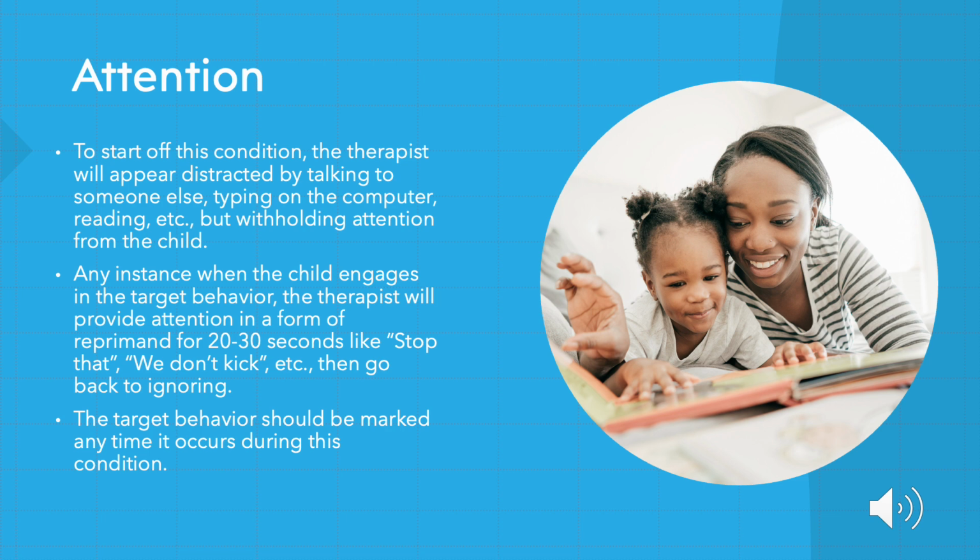The next condition we will be talking about is attention. To start off this condition, the therapist will appear distracted by talking to someone else in the room, typing on the computer, reading, etc., but withholding attention from the child. Any time the child engages in the target behavior, the therapist will provide attention in the form of a reprimand for 20 to 30 seconds, like "stop that, we don't kick," etc. Then go back to ignoring.